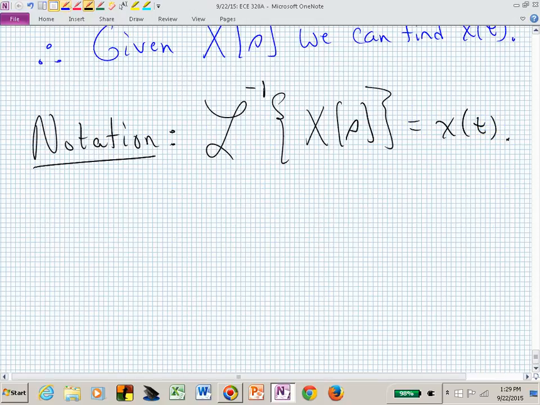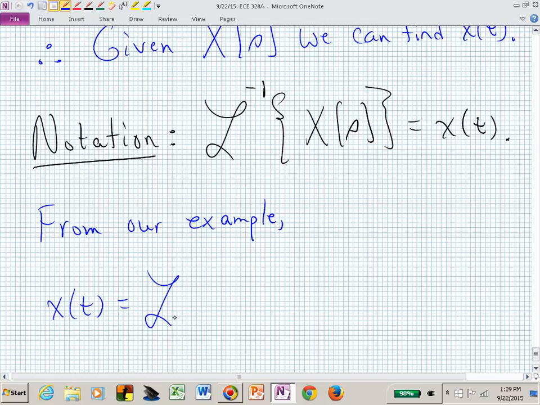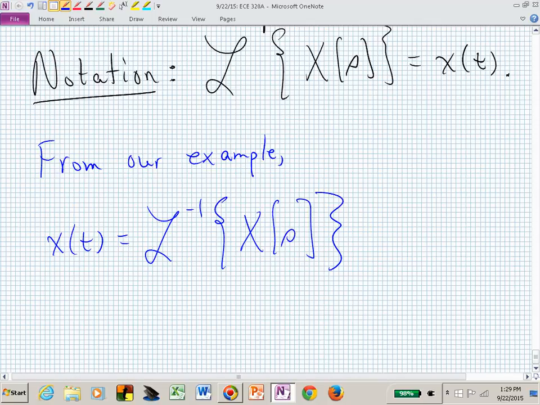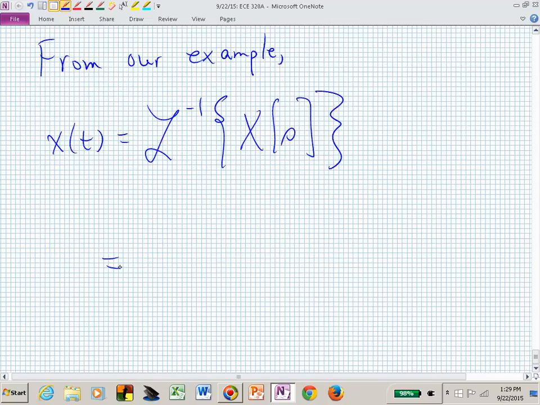Which means then, from our example, little x of t, and that could represent the current in our RLC circuit, is the inverse Laplace transform of capital X of s. And that capital X of s had two parts, and we can separate this inverse Laplace transform into two parts.